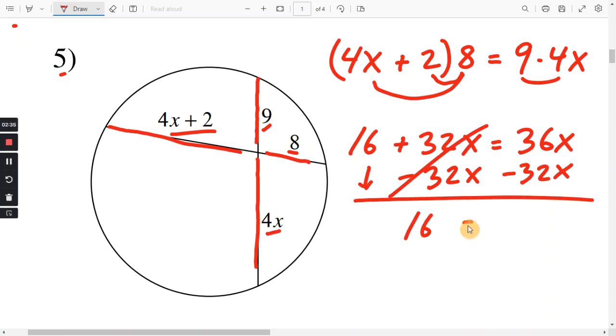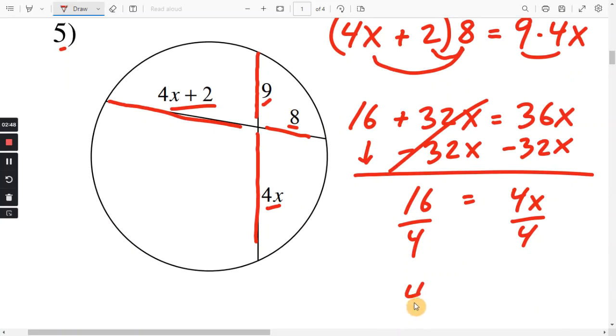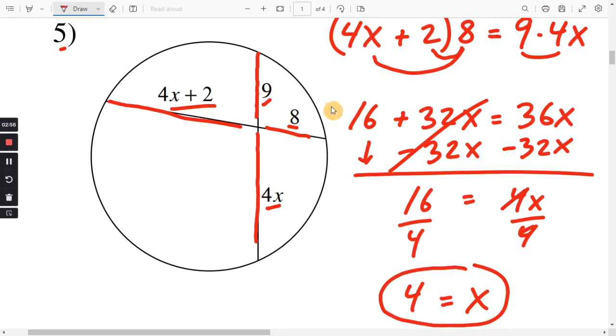Bring down the 16. Bring down the equal sign. 36 minus 32 is 4. And we still have x. This is x times 4. The opposite is divided by 4. And 16 divided by 4 is 4. And that equals x. The 4s cancel. So that's all they asked for, just x.